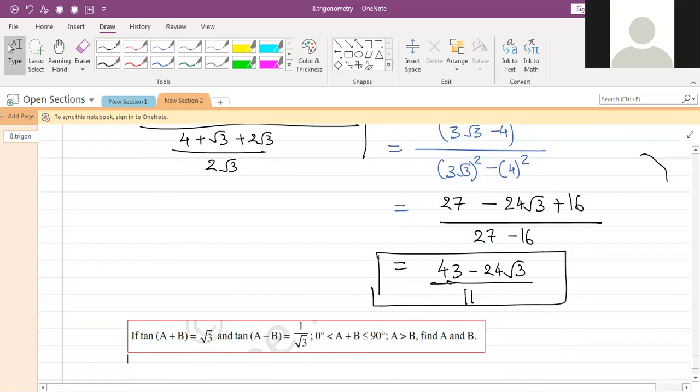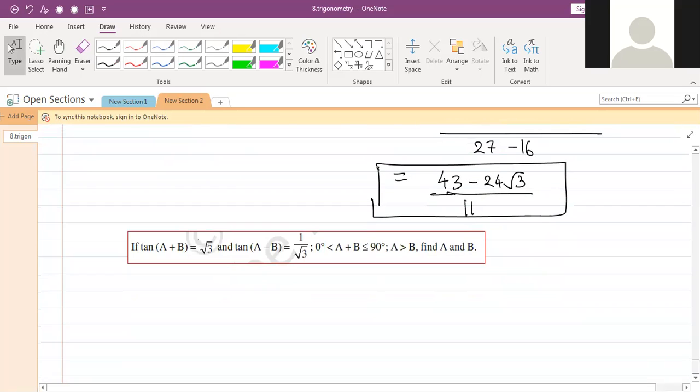Okay. In this question, tan (a plus b) is given as root 3, and tan (a minus b) is given as 1 upon root 3. And in this one, they also mention one important condition, that is 0 less than a plus b less than or equal to 90. That means the sum of these two angles a and b is greater than 0 and less than or equal to 90. And here another thing is a is greater than b, and we can find angles a and b.